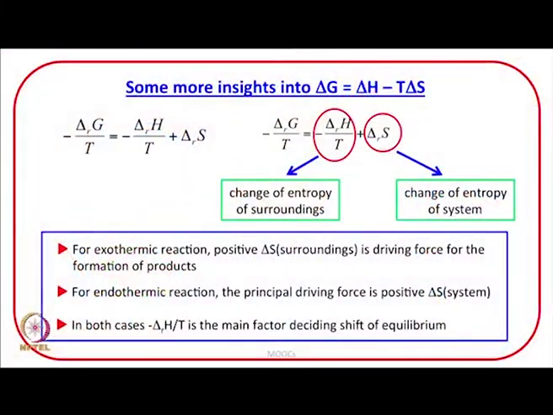So we found that in case of an exothermic reaction, delta S surroundings is the major driving force. In case of an endothermic reaction, delta S surroundings is an unfavorable contribution, and this unfavorable contribution goes down when the temperature is increased. Therefore, as commented in the next sentence, in both cases, minus delta rH by T is the main factor deciding the shift in equilibrium. So qualitatively, we have discussed how the entropy change in the system and the entropy change in the surroundings are linked with the equilibrium constant, and how the temperature effect can be explained.